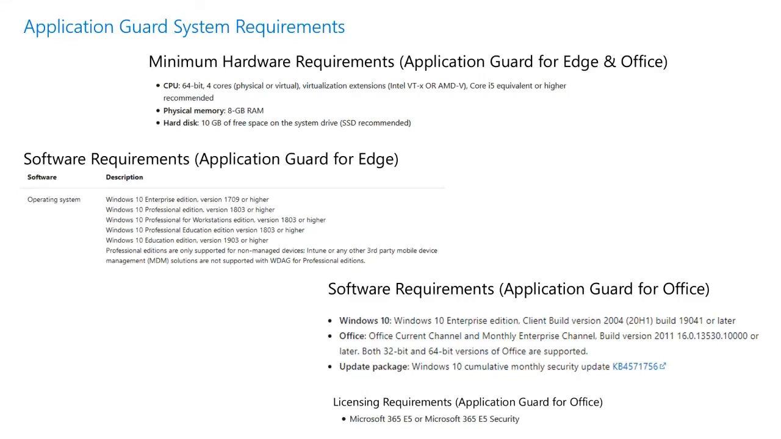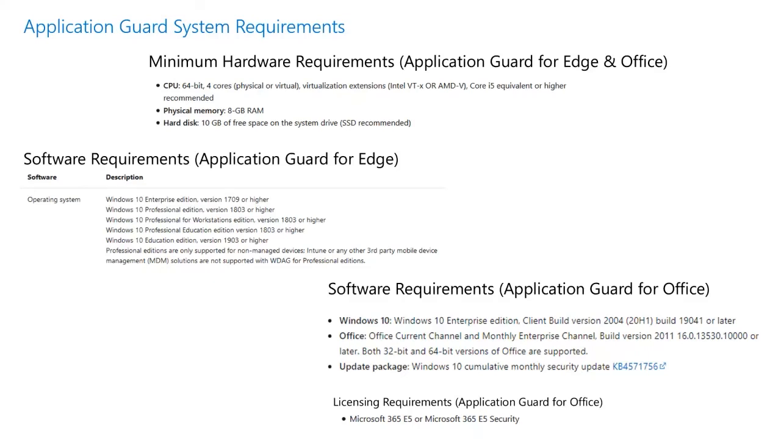We are talking about Intel i3, i5, i7, that grade of microprocessors, which are pretty standard nowadays. We need at least 4 cores, physical or virtual, to be enabled. And we require a minimum of 8 gig of RAM and a hard disk capacity of at least 10 gig so that you can enable the Application Guard functionality in the platform.